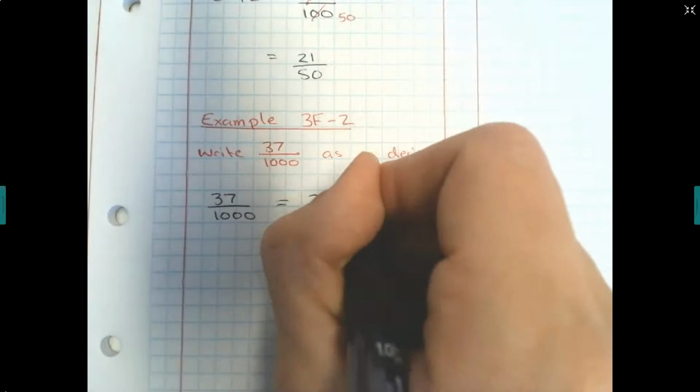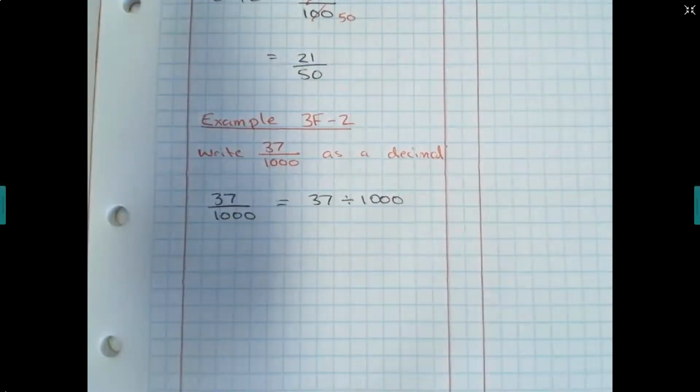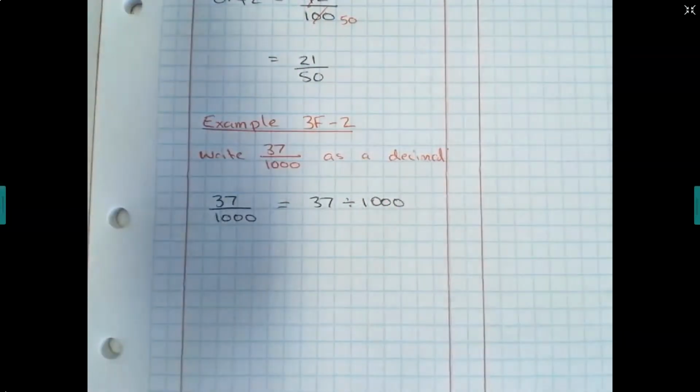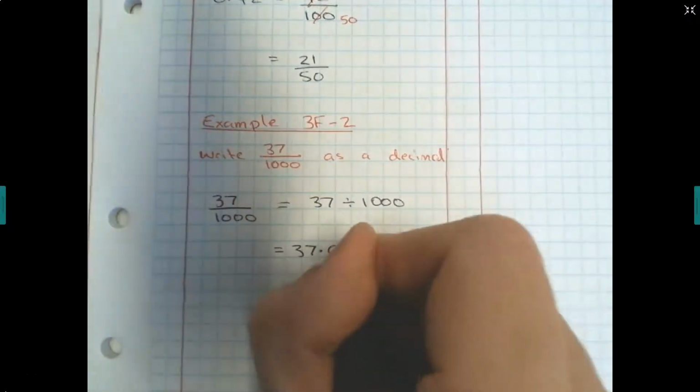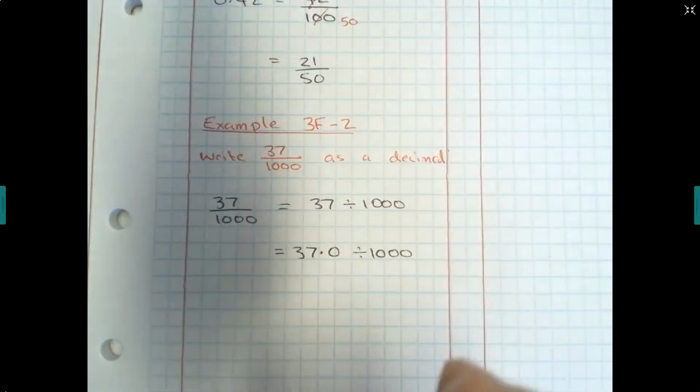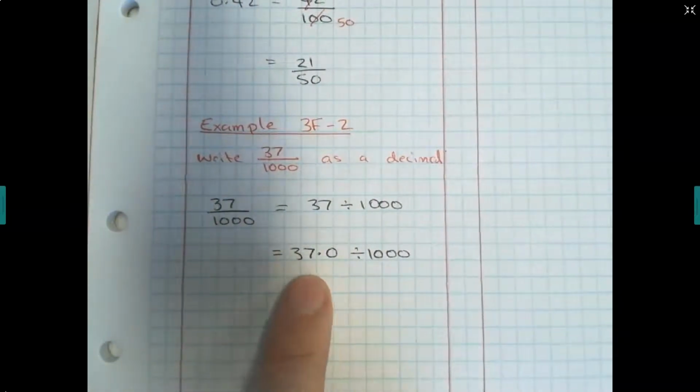over 1,000 is effectively the same as going 37 divided by 1,000. Now we should be comfortable in moving a decimal place. So at the moment, if I just write 37, there's definitely no decimals involved in that, right? How could I write 37 so it does have a decimal without changing its value? Yep. 37.0 divided by 1,000. Do we all agree that the value has not changed by writing 0.0?